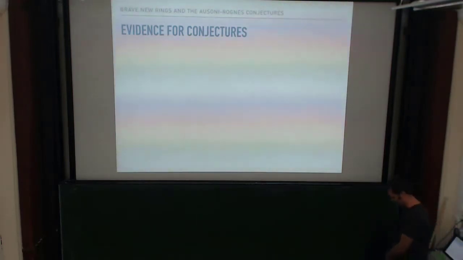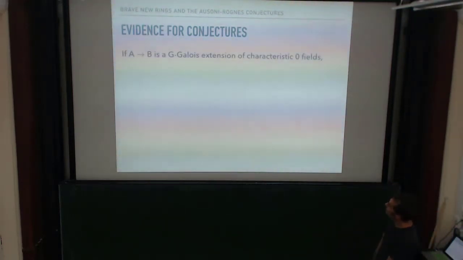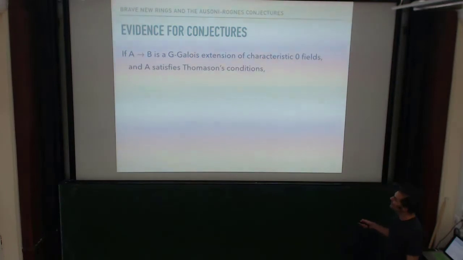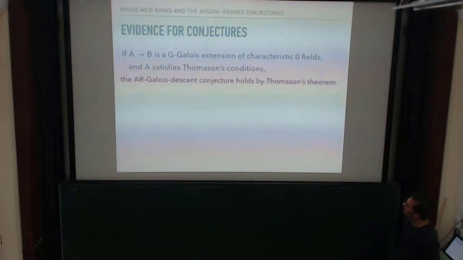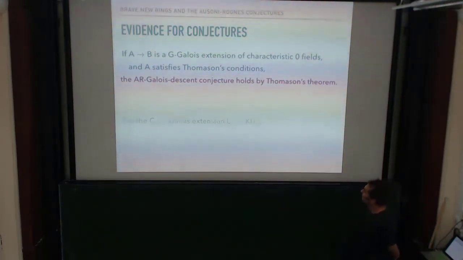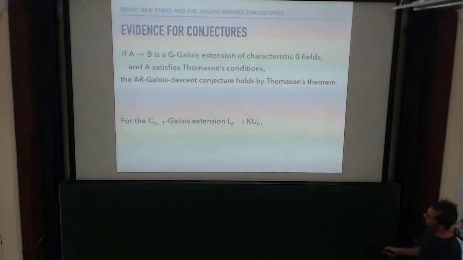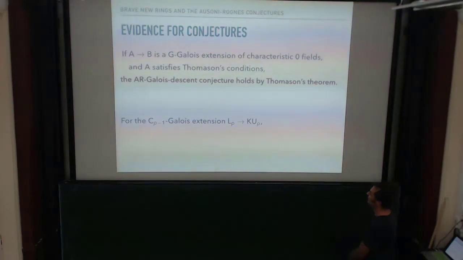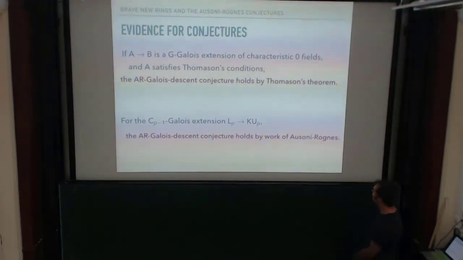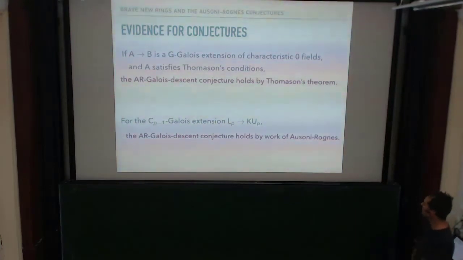So what evidence do they have for making these conjectures? If they have a Galois extension of, say, characteristic 0 fields, and A satisfies Thomason's conditions, then this Galois descent conjecture is just a special case of Thomason's theorem. There's a C_{p-1} Galois extension on KU_p. So KU_p has an action by the p-adic units, and this sits as a finite subgroup in there. If you look at the homotopy fixed points, you get some spectrum L_p, and this is a Galois extension. And so they checked that, in fact, you do get Galois descent here.